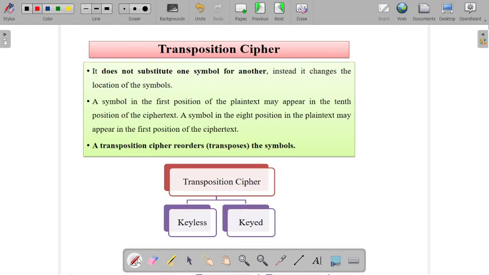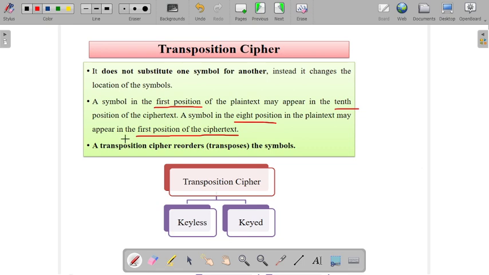Hello everyone, in this video we will cover the concept of transposition cipher and its technique. A transposition cipher is not like a substitution cipher. In a substitution cipher, we replace one plaintext character with another. But in a transposition cipher, we transpose the characters of the plaintext. For example, the first position character will occur in the 10th position, and the 8th position character will occur in the first position of the ciphertext.